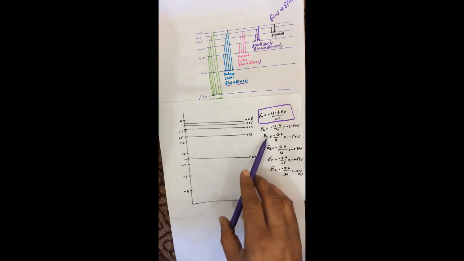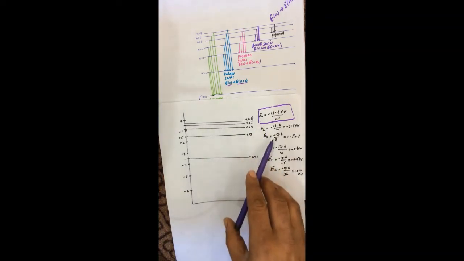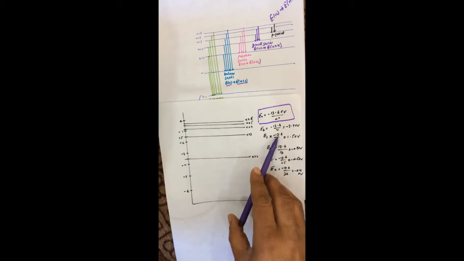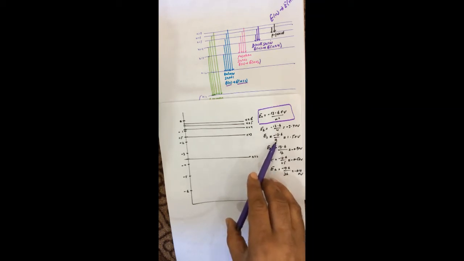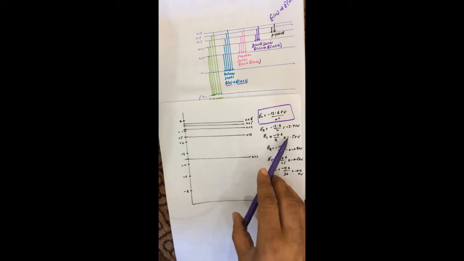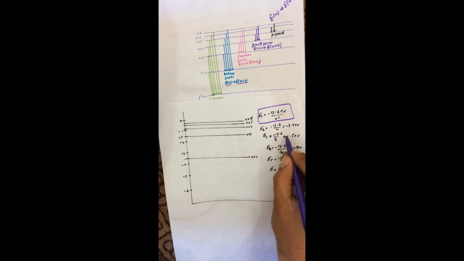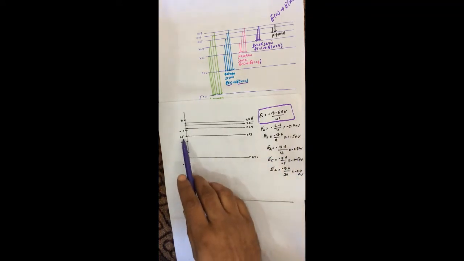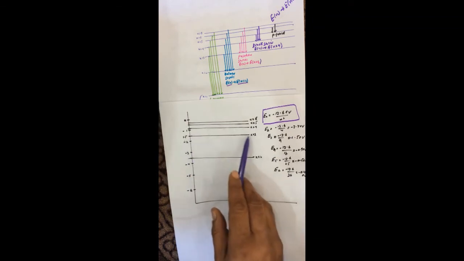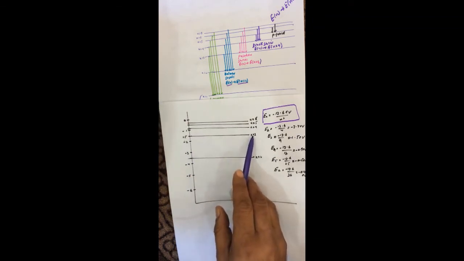For n is equal to 3, if I put n is equal to 3 in this equation, I have minus 13.6 over 9 because we have n square, and 3 square is 9. So from this we get the energy of the third energy level with n is equal to 3 as minus 1.5 electron volt. And 1.5 electron volt is given here. This is for n is equal to 3.